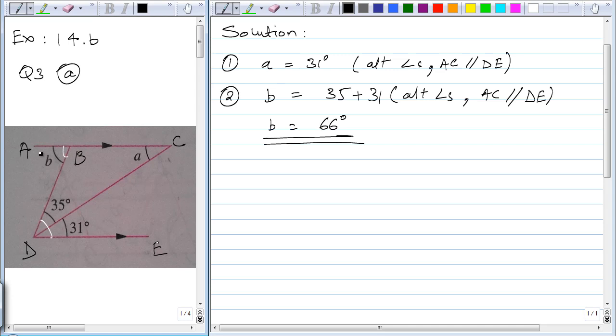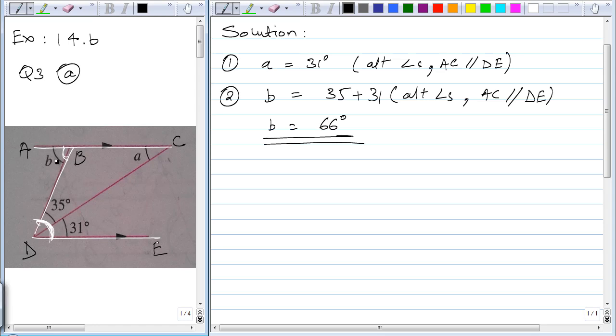It's always a good idea to highlight the lines which you are working with, and like I have done so, AC is parallel to DE and the line that joins the two parallel lines, like so. For a moment you will have to ignore the fact that the angle D that I have highlighted is being split into two different angles.